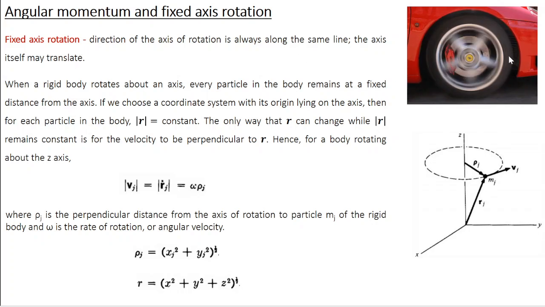For example, look at the wheel of a moving car. If the car is moving along a straight line, then the axis of rotation is always going to be perpendicular to the plane. So this is the example of a fixed axis rotation. On the other hand, if this car takes a turn, then understandably the axis of rotation is going to change its direction, right? In that case, it doesn't become a fixed axis rotation.